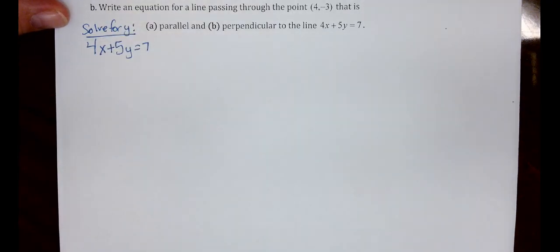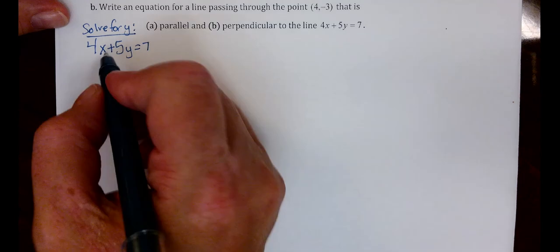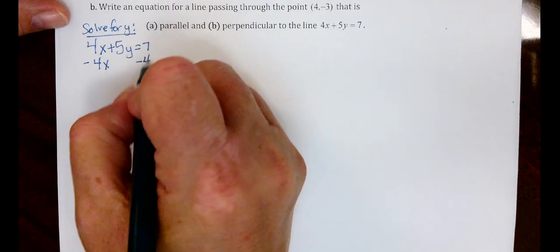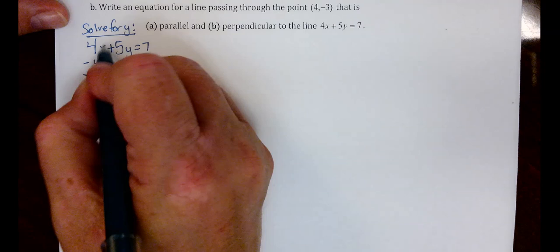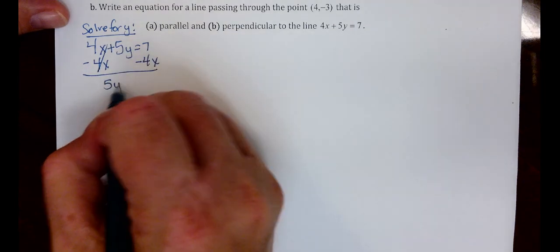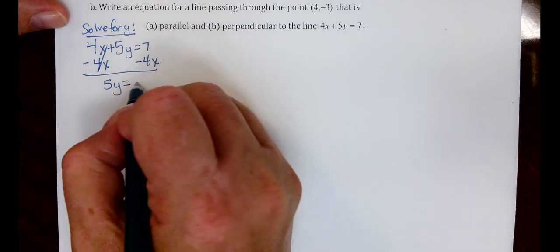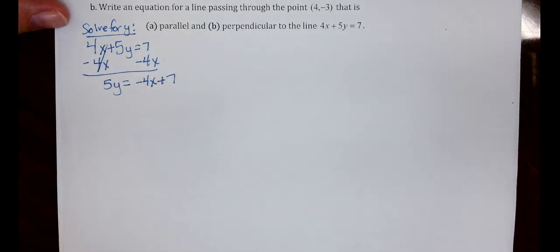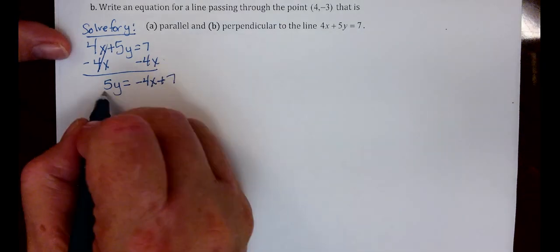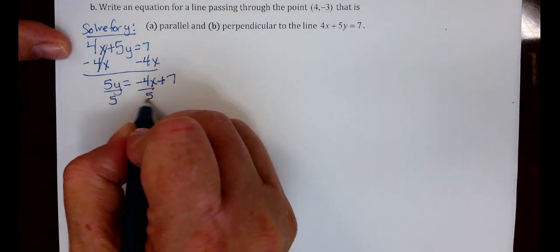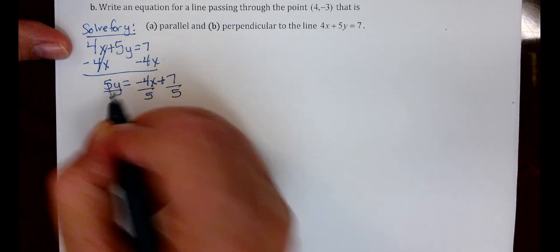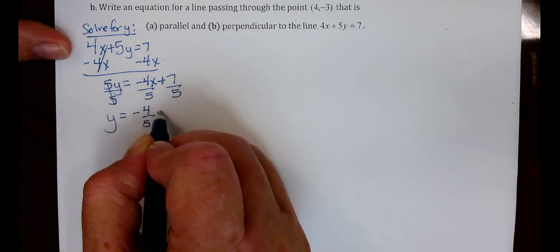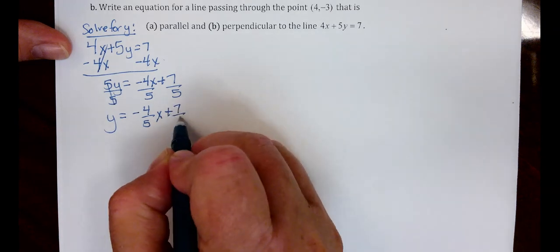We're going to do that just like we've done in previous problems, subtracting 4x from both sides. I get 5y equals, putting the 4x first, -4x plus 7. Our last step is to divide by 5. So I get y equals -4/5 x plus 7/5.